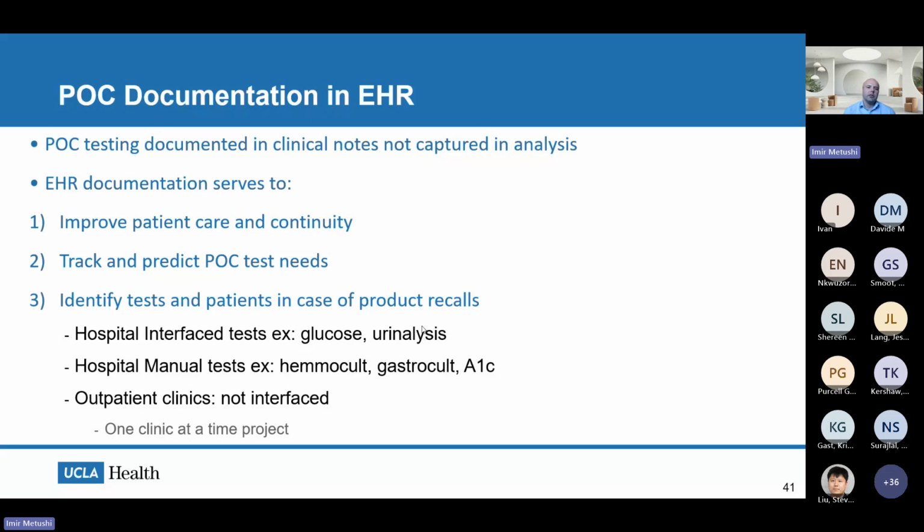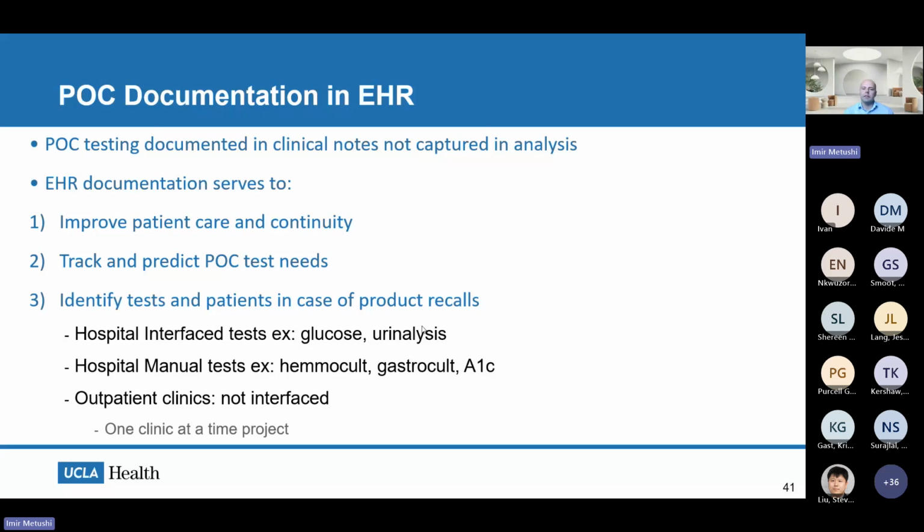So EHR documentation really helps us to improve patient care and ensure continuity. We can assess needs and predict point of care needs based on testing, test volumes, where it's used, where it's not used. If it's not used, we may want to move the testing somewhere else. If it's used, we may want to provide additional resources.